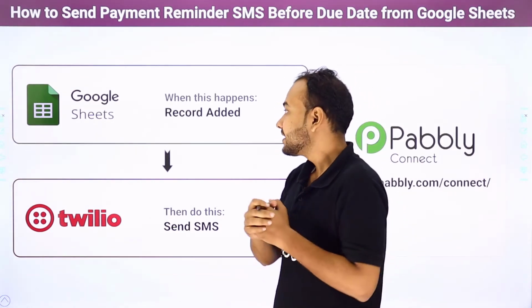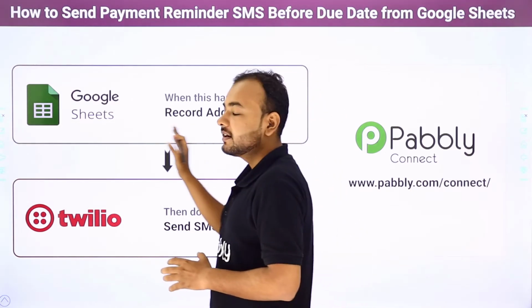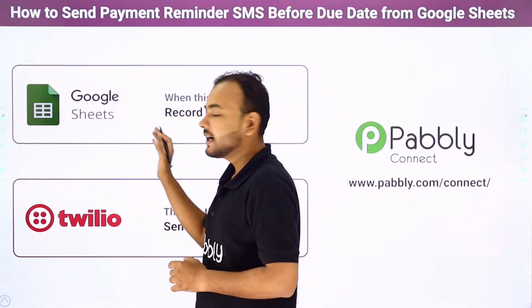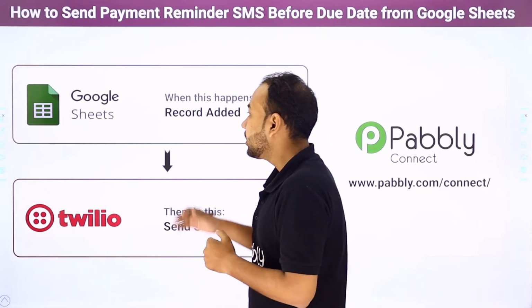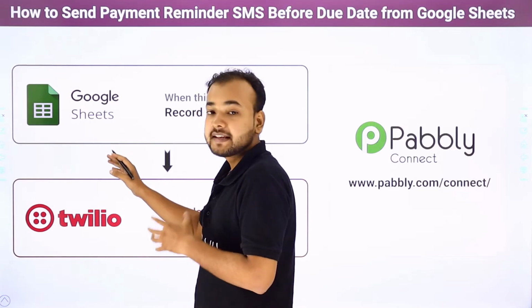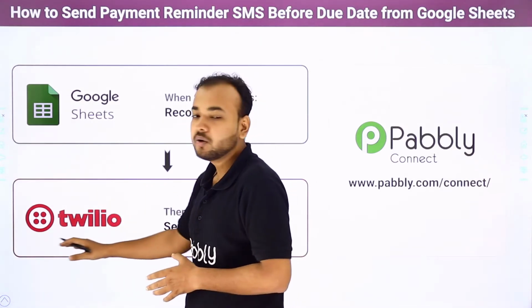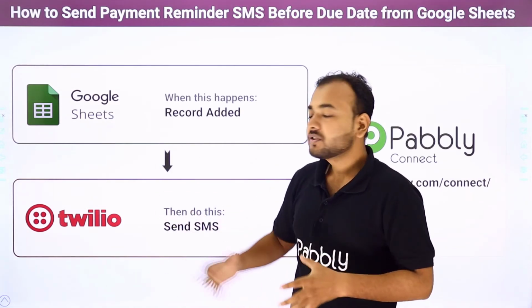Right, now let's see what is happening here. You have a record added in Google Sheet about the due dates on which you have to receive a certain payment, and according to that record of due dates you are going to deliver an SMS reminder from Twilio automatically.